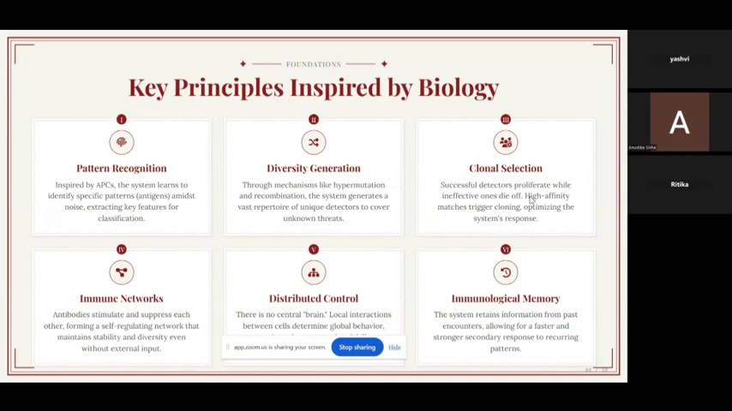The system runs itself through the immune networks, and it has no main boss, just distributed control. So it's super robust. And the most valuable part is the immunological memory. We make sure that the system remembers the old threats so it can instantly recognize and shut down the recurring problems. So now Anushka will be continuing with the next slides.